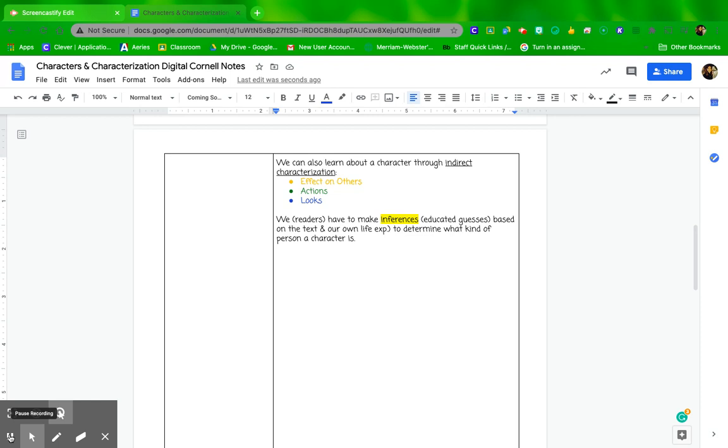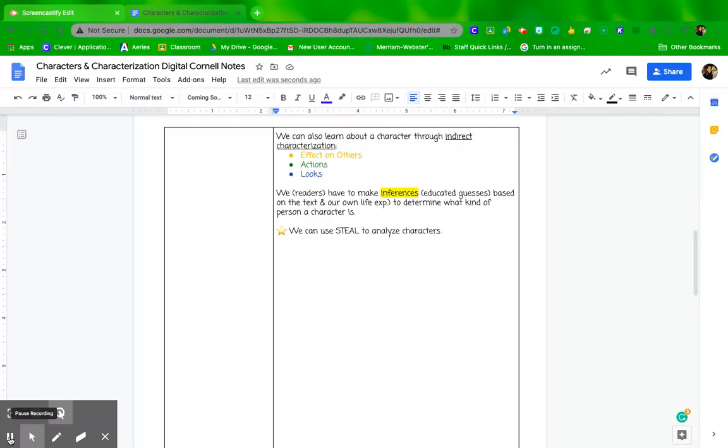We, as readers, have to make inferences or educated guesses based on the text and our own life experiences to determine what kind of person a character is. We use the acronym STEAL to analyze characters. So STEAL stands for speech, thoughts, effect on others, actions, and looks.